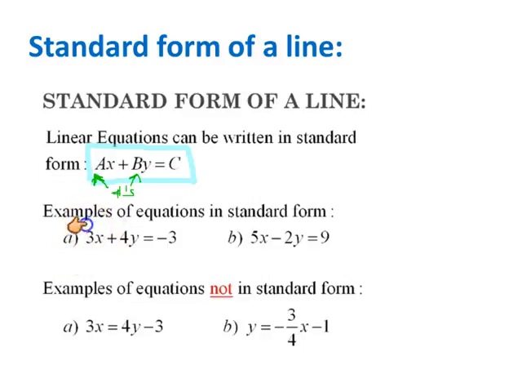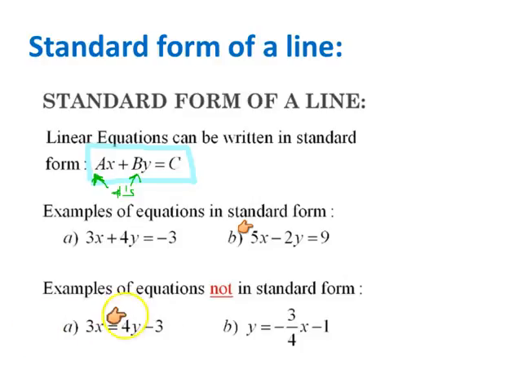Some examples: 3x plus 4y equals -3. We've got our variable terms on one side of the equation and our constant on the other. And A has to always be greater than 0. So the number being multiplied by x has to be greater than 0, and it is in this case; it's a 3. Over here, this is an equation in standard form. Our variables are on one side, our constants are on the other, and the number being multiplied by x is greater than 0.